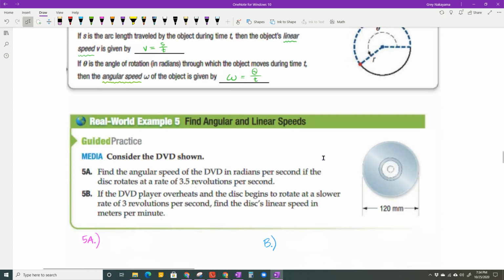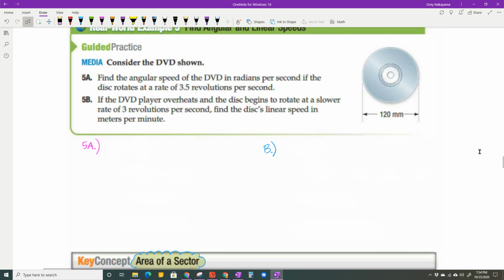Okay, so look at these problems and just watch how, when I do them, I'm keeping the labels in the problem. Okay, so we have this DVD here. Find the angular speed of the DVD in radians per second, if the disk rotates at a rate of 3.5 revolutions per second. So I'm looking for angular speed, which is theta over T. Okay. And I know what theta is. Theta is my 3.5 revolutions, and T, my time, is per second. So I've got that written down, 3.5 rev over seconds.